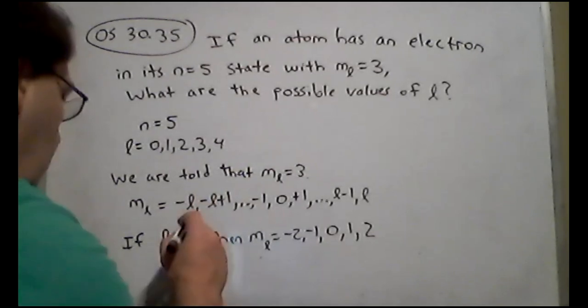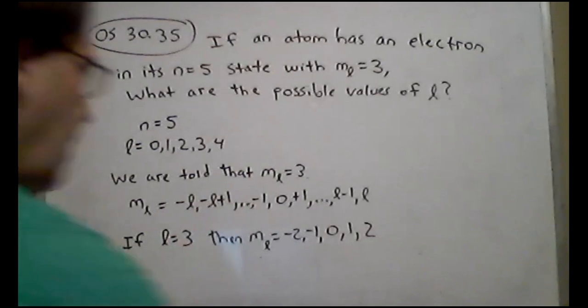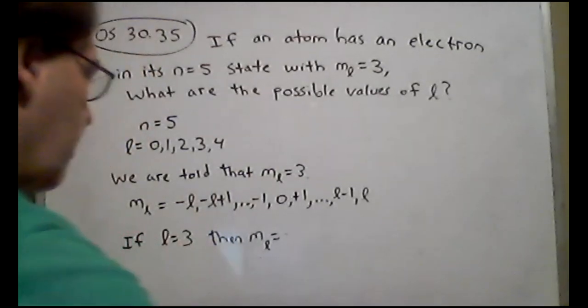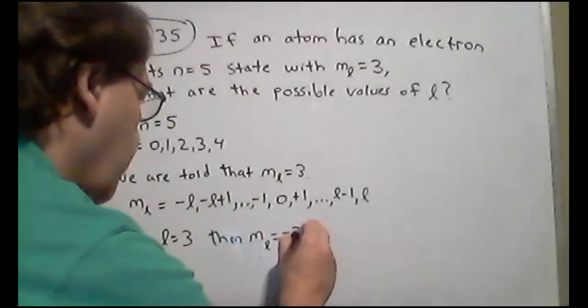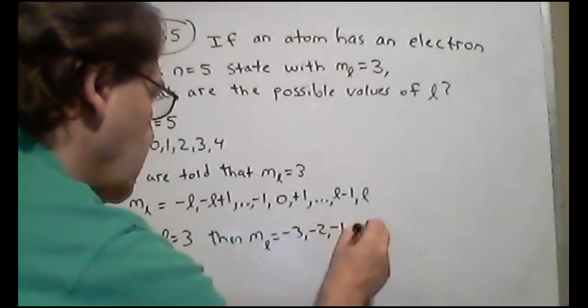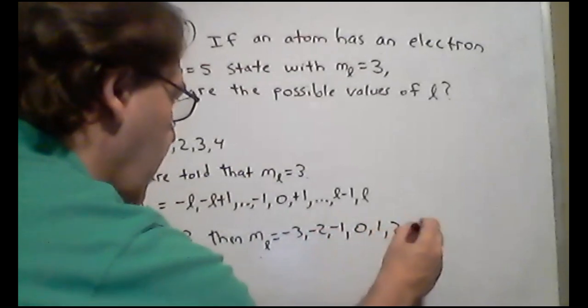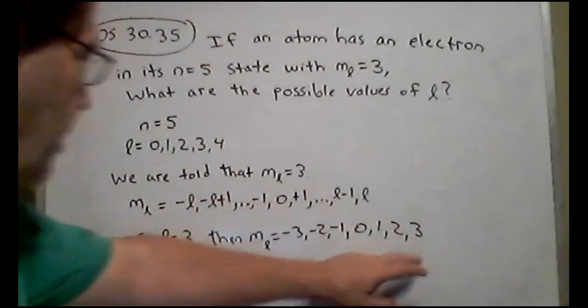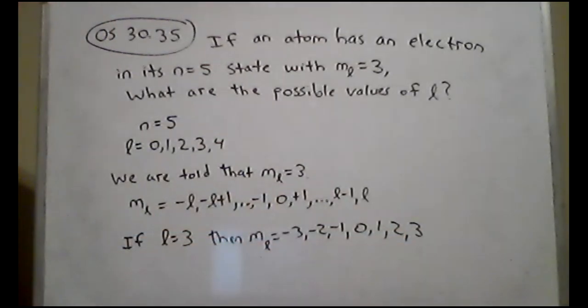If L equals 3, then M sub L can take on the values of negative 3, negative 2, negative 1, 0, 1, 2, and 3. Great. That means that M sub L can be 3 because L equals 3. But in this particular situation, this little L, it's limited by 4. So L can actually equal 4 as well.